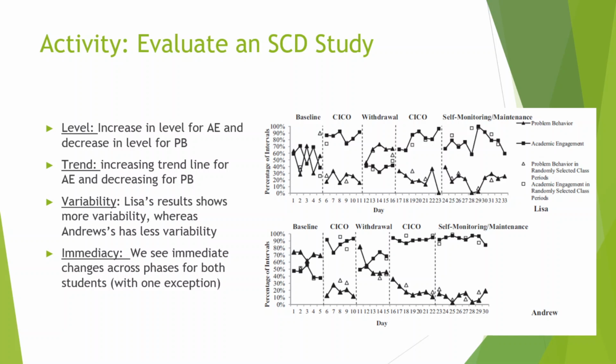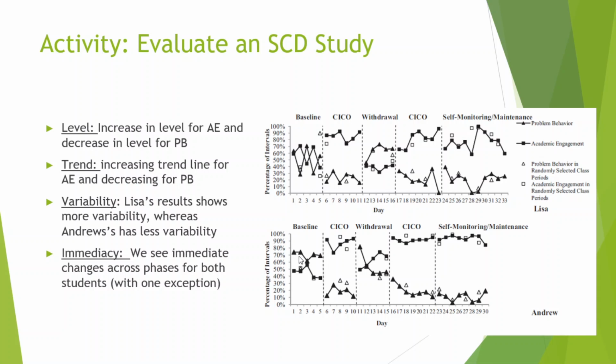So then last, you'll be practicing doing some visual analysis in the articles on iLearn. So for this article, let's first look at level. For level, we see that there's generally an increase in level for academic engagement and a decrease in level for problem behavior. So let's look at Andrew, for example.